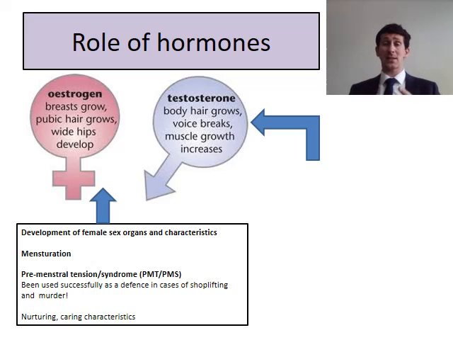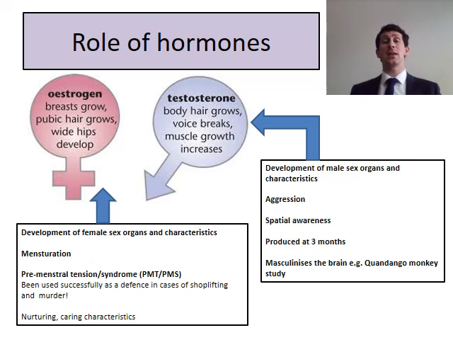Okay, and PMS and PMT have really been successfully used in the past in defence for cases such as shoplifting and even murder. So it shows that some cases, people who have been tried for murder have used high levels of estrogen, PMT, PMS as a reason to get off from their murder charge. And estrogen is really linked to characteristics such as nurturing and caring characteristics in females.